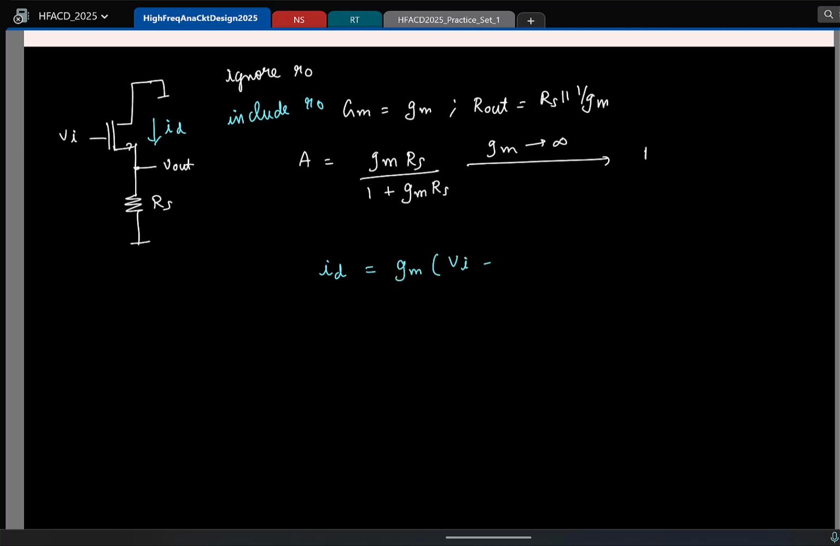What is VGS? Vi minus Vout. Now I know for a fact that this fellow is finite, whereas this we are tending to infinity. At least for mathematical consistency, what should this tend to? It's not a strict mathematical derivation, but at least I will say if this is finite, but this is very large, this should be very small. Just the limiting cases.